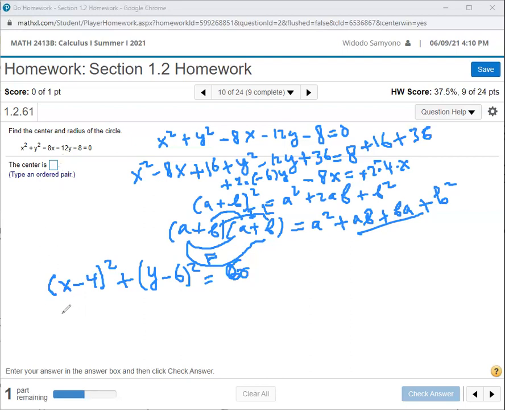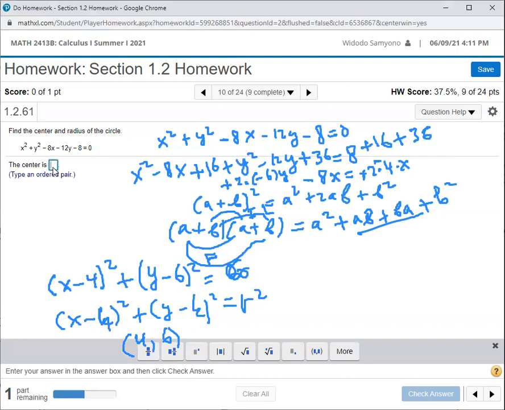So remember in general the equation is like this, right? I don't know, it might be x minus h plus y minus k. And then this is the r, right? R squared. So the center will be h comma k. So in this case it is 4, 6. So this will be the center. So you have 4, 6.